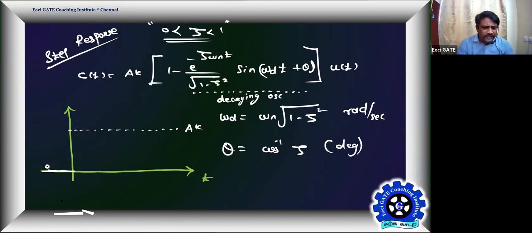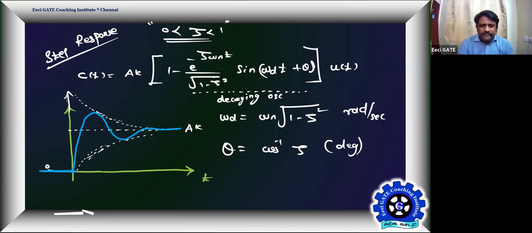So the response is going to be something like this. It's going to be again decaying oscillations, but not around 0. They are around AK. Oscillations are going to be around the final value, that is AK. So the response will look like this. That's your second order underdamped system step response. Getting everyone? All of you getting this?